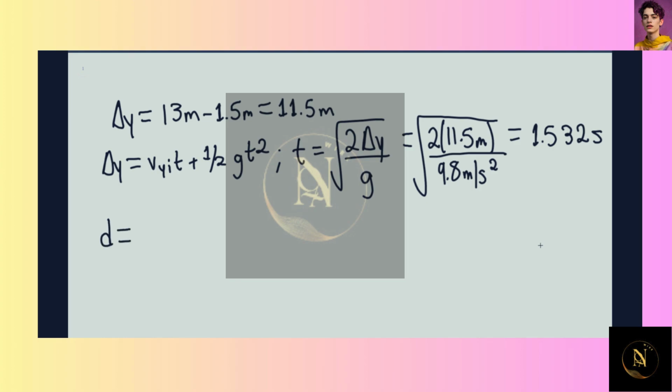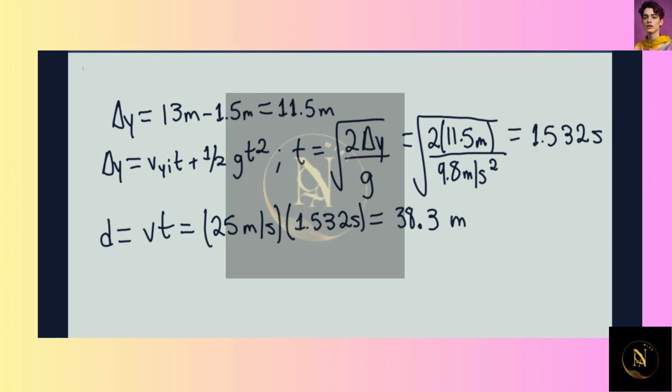Now, if the truck is approaching at a velocity of 25 meters per second, we can say that the distance would be equal to v times t, in this case 25 meters per second, multiplied by 1.532 seconds. This is giving us 38.3 meters. So James Bond has to jump when the truck is exactly 38.3 meters away in order for him to land exactly on top of the truck.